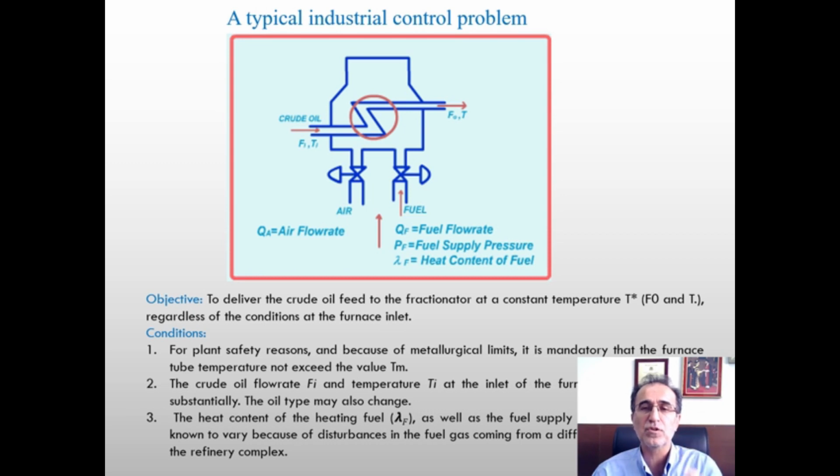These are set point values. But this could happen regardless of the condition of the furnace. But what are the conditions of the furnace? First, for safety reasons, we have to be careful not to let the temperature of the furnace go beyond some limit because of the metallurgical limits of the furnace tube.